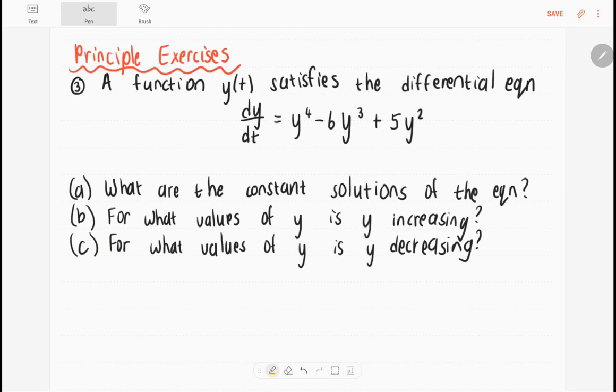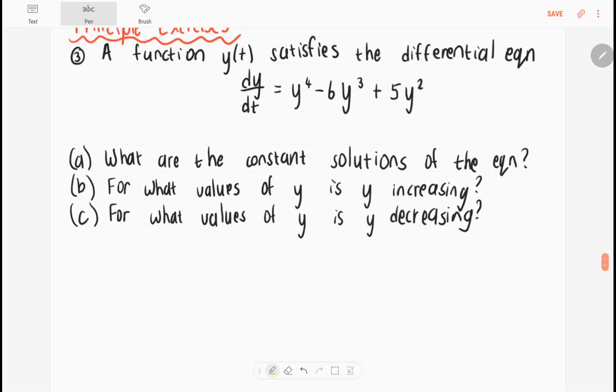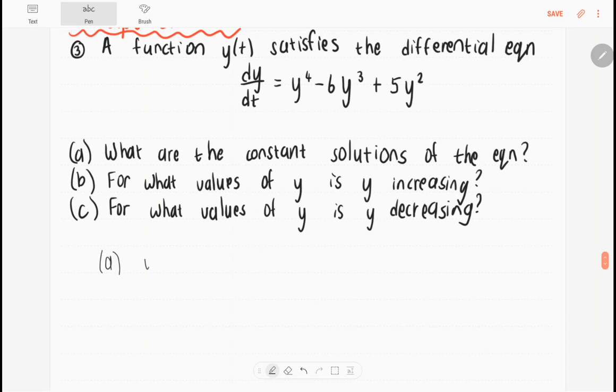So, a constant solution means that we have to have a solution where the function y just equals a constant value. In other words, we have to find some solution such that y of t equals c, where c is just some constant. If y equals a constant function, what does that mean about dy/dt? What is that going to equal? Well, the derivative of a constant is 0.